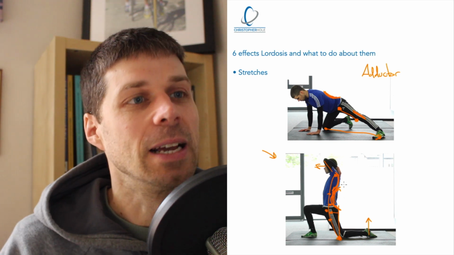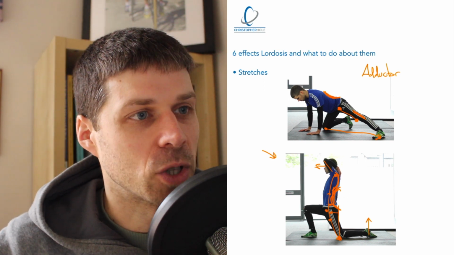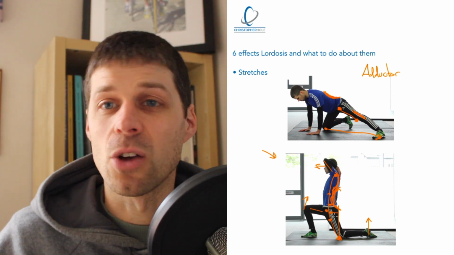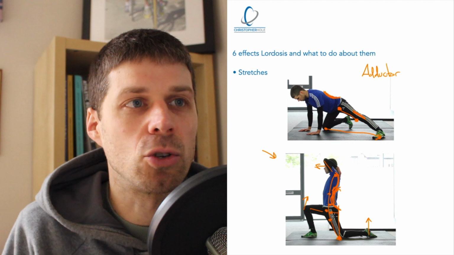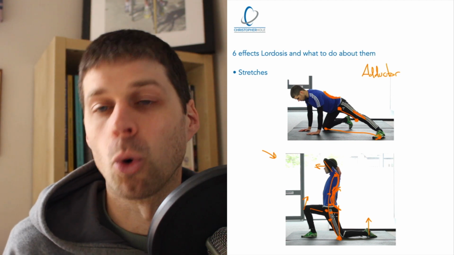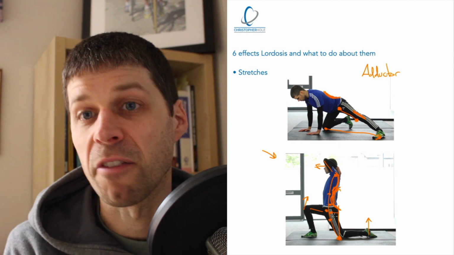So what we're then doing is getting as much through the anterior chain or that deep front line as we possibly can. Again, if you want to, you could push this knee out to the side, and it will get the adductors on this side of the leg. So there's different things that you can do with these two stretches, and this is why they're so fundamental and primary to these lordosis effects.